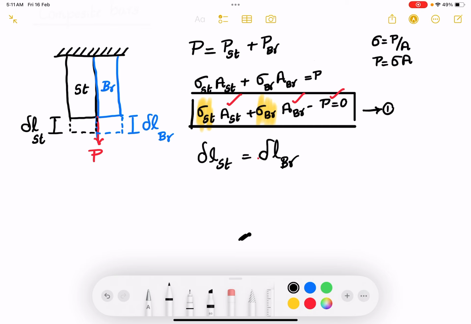Sometimes the length can be different. In such cases, it would be best if you just use this equation: change in length of steel is equal to change in length of brass. So that works really best for you.